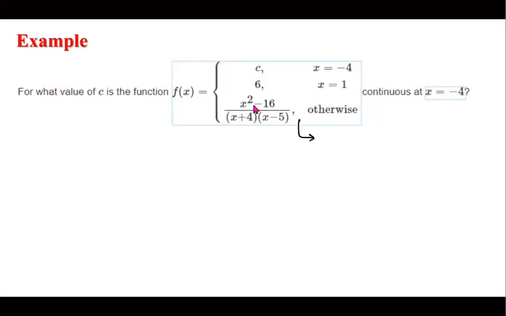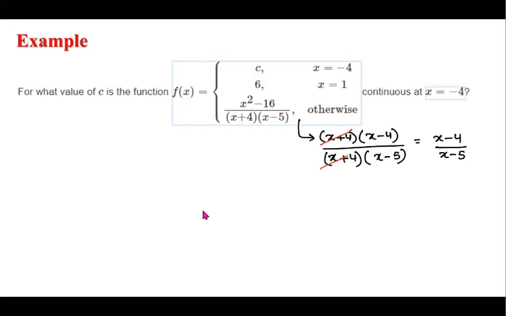If you look at the numerator, we have x squared minus 16, which can be written as x plus 4 times x minus 4. And in the denominator, we have x plus 4 multiplied by x minus 5. So clearly, you can see that x plus 4 gets canceled, and we are left with x minus 4 over x minus 5. So that is the value. Now I'm going to represent this on a number line so that this will make a little more sense.